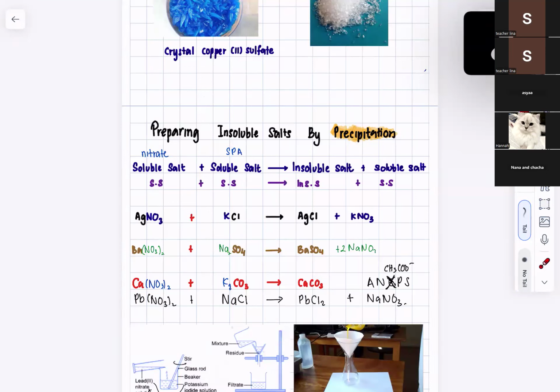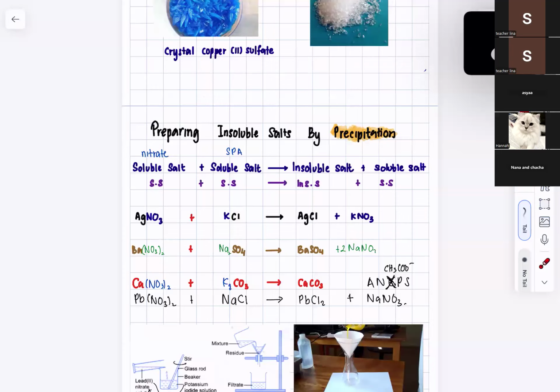Okay, so we continue. Preparing the insoluble salts by precipitation. So you have a soluble plus soluble, then you get the insoluble plus soluble. That's why I said you need to know how to recognize soluble and insoluble, because this is very important if you want to master salts.